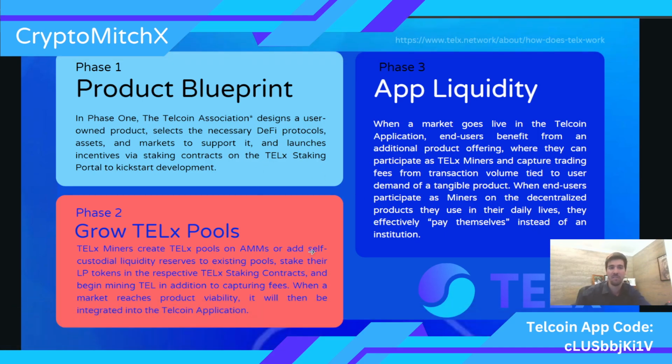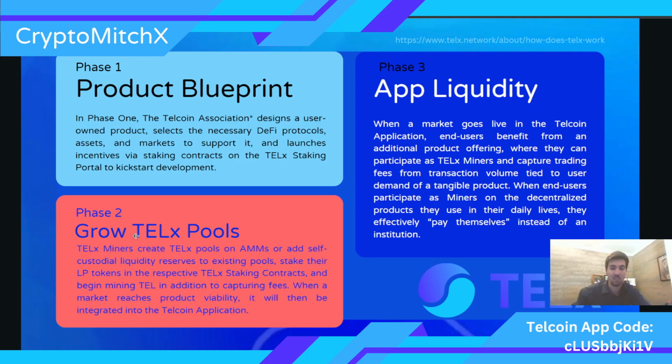So the three phases: phase one, the product blueprint. Basically, the Telcoin Association designs a user-owned product, selects the necessary DeFi protocols, the assets, and markets to support it, and launches incentives via staking contract on the TELx staking portal, which is what we'll be talking about today.